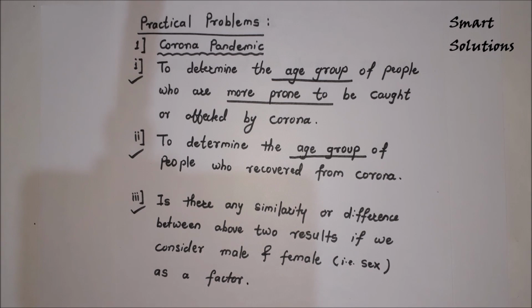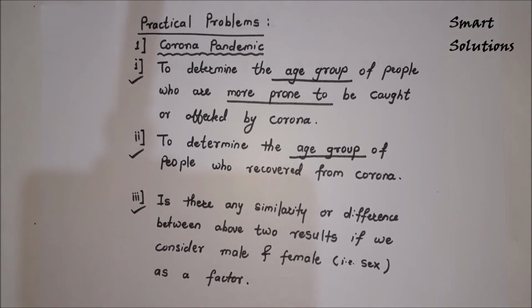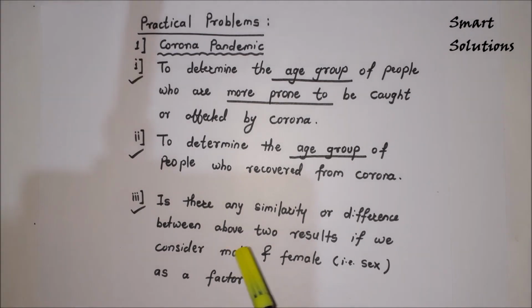So in the above two examples we have not talked separately of whether the age group we are talking about belongs to male or female. Also in the second case we have not talked about whether the age group of the people who are recovering from corona is male or female. But now if we consider separately, once for male and once for female, for both cases 1 and 2, then what are our results?